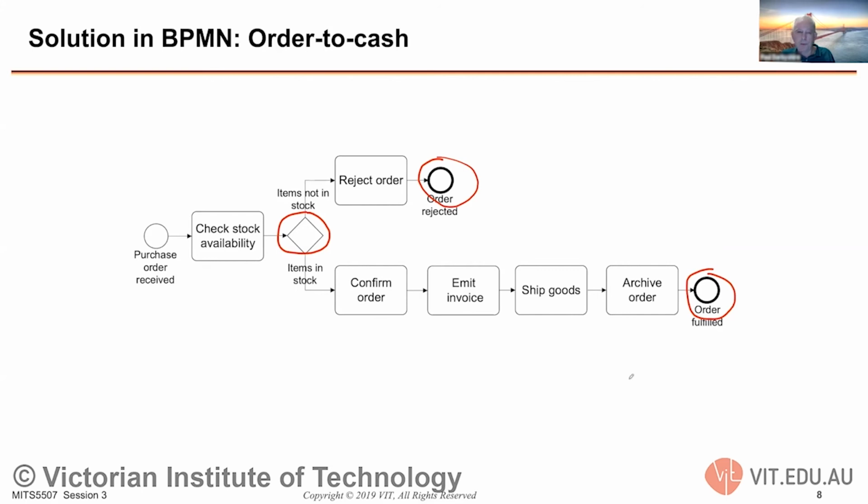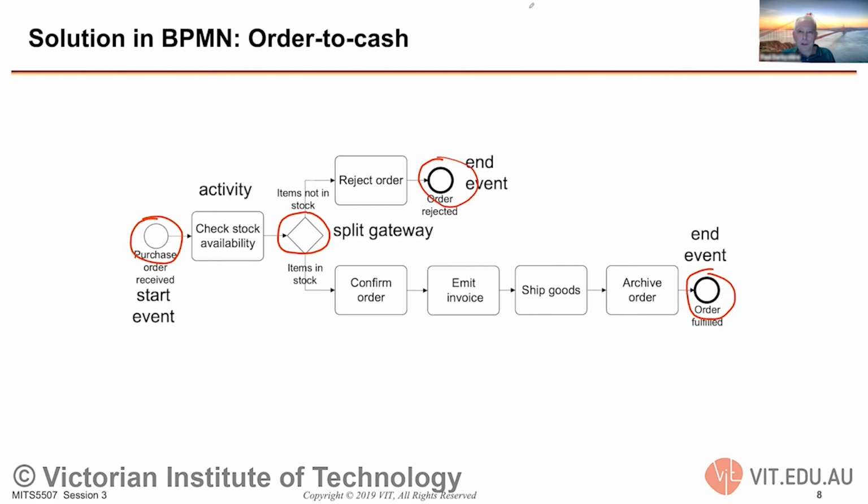The order is fulfilled. There's a couple of things here we've used which are different. First, the gateway. The gateway is used to split the flow. Basically, we're making a decision. The flow moves into the gateway. Are the items in stock or not in stock? Now, the second major thing here is we have two ending events. We always begin with one start event, but we can have multiple endpoints for a process. Our first endpoint is if we reject the order. The second endpoint is when we fulfill the order.